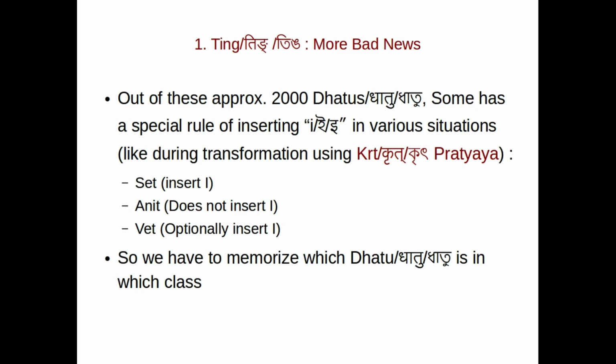Set means insertion of i would be prescribed. Anit means there would be no insertion of i, and vet means the idagama would be optional. So we have to memorize which dhatu belongs to which of these three classes. Given a dhatu, we have to remember whether it is atmanepadi or parasmaipadi. Also, we have to remember whether it is set, anit or vet.